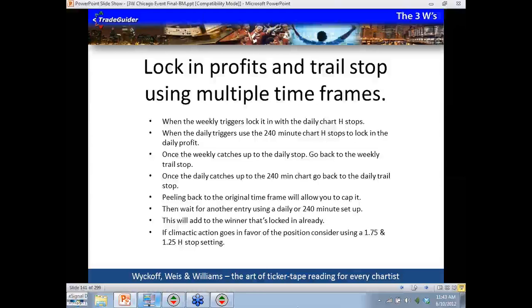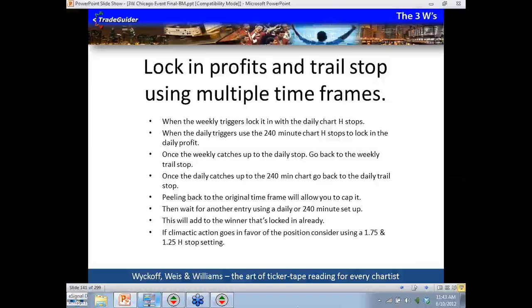Peeling back to the original time frame will allow you to cap it. That's exactly what I was talking about. Just peeling back and peeling back, then wait for another one to utilize. If you get on a weekly, just wait for the daily to set up. If you're on the daily, just wait for one to set up on the 240, and that way you can weave in and out of it a little better as well.